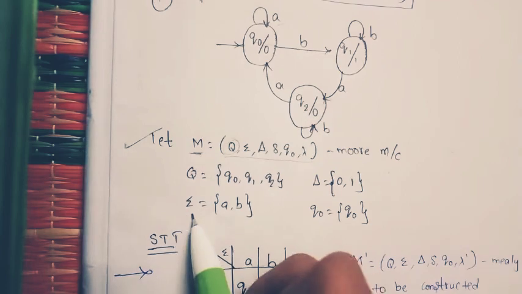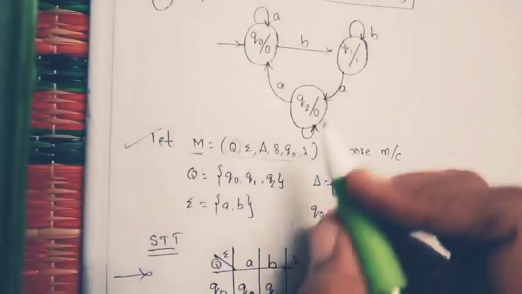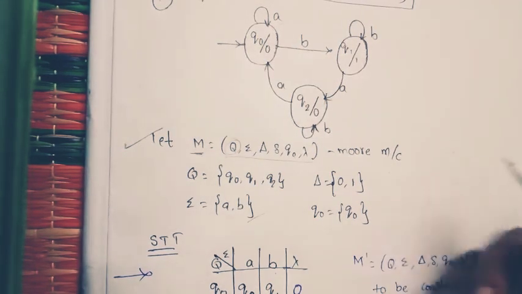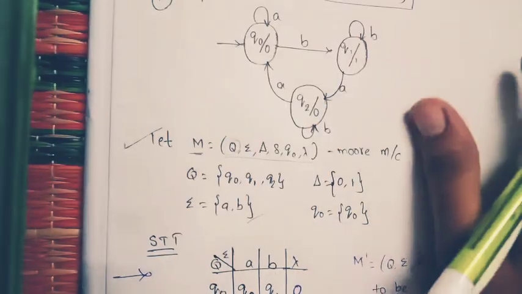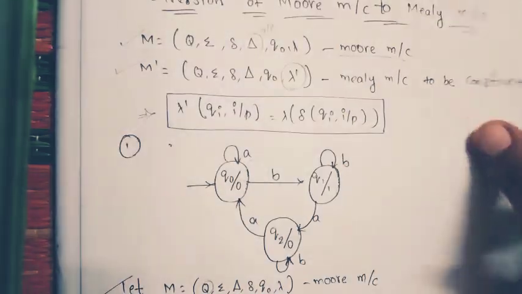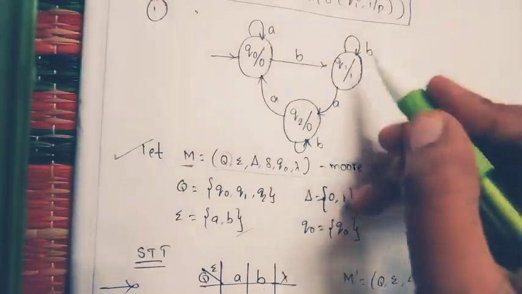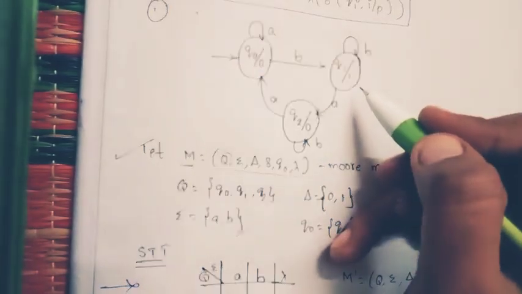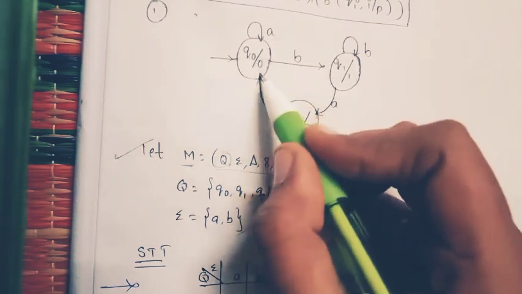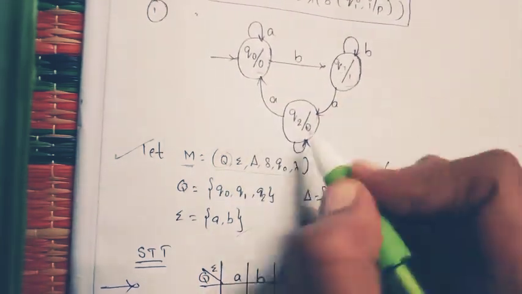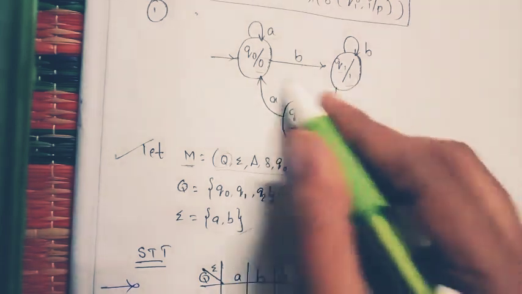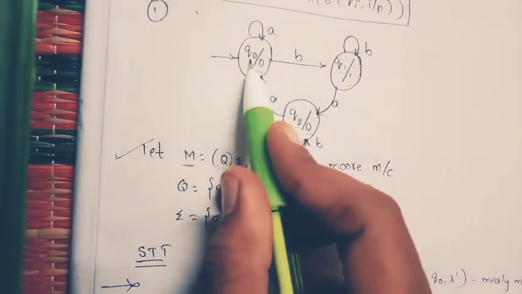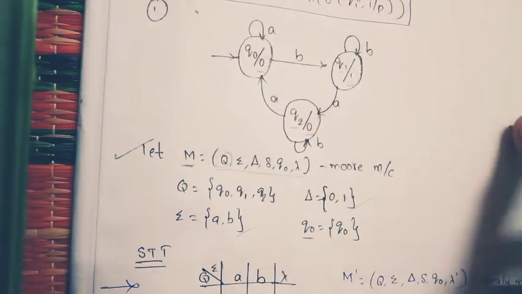Sigma means these are the input symbols. Find the set of input symbols. What are the input symbols, guys? A and then B. These two are the input symbols, so I wrote them here. Then what is meant by capital delta? I already told you, guys. Capital delta means the finite set of output symbols. Those output symbols will be written inside the state. See here, for Q0 we have 0, for Q1 we have 1, for Q2 we have 0. So 0 and 1 are the output symbols. Then what about Q0? Q0 is the initial state.